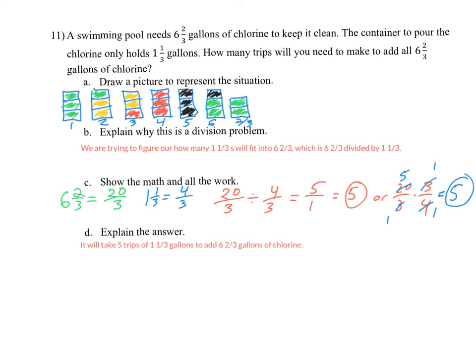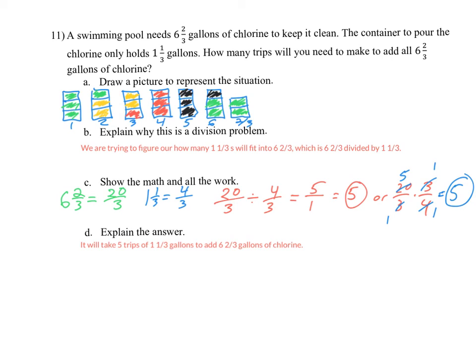by 1 1/3. In terms of the math, once I changed them to improper fractions, I had 20/3 divided by 4/3. The first way I did it was realizing that they already have a common denominator, so that division is easy. I just divide across. 20 divided by 4 is 5. 3 divided by 3 is 1. And that's the one I have in red.